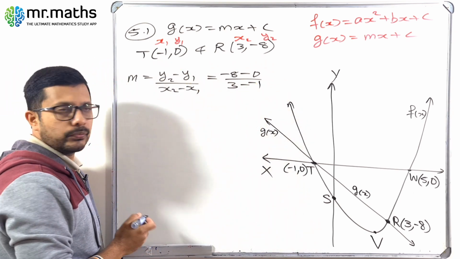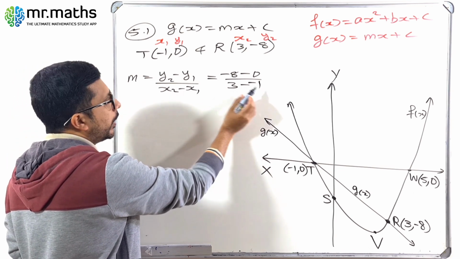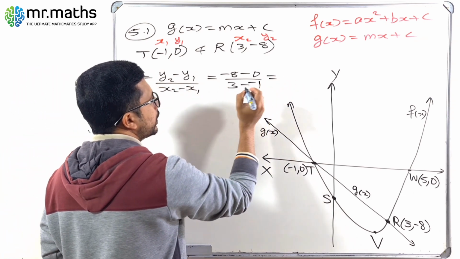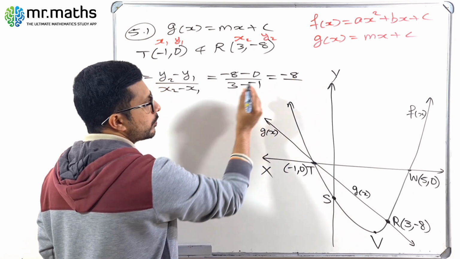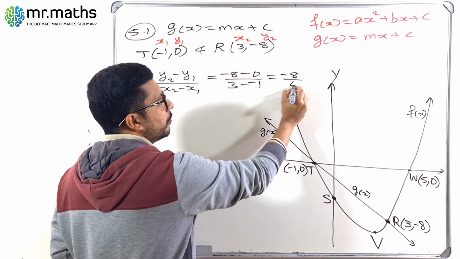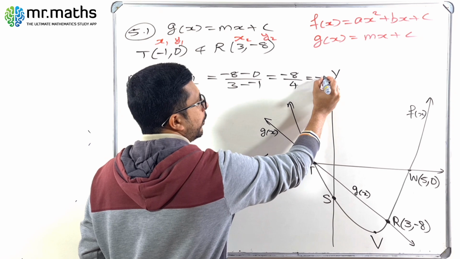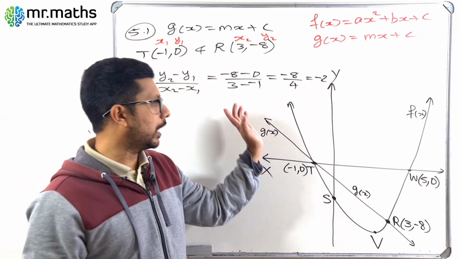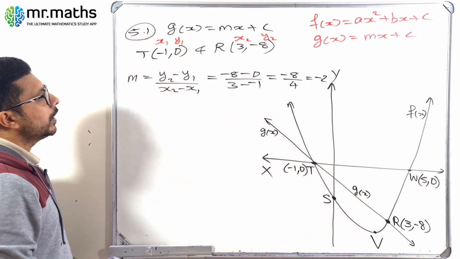So there you must be careful. Okay, x2 is 3 minus, then again minus 1. What is that one? x1 is minus 1. So here what is the answer? Minus 8 minus 0 is minus 8 divided by 3 minus minus 1. What is minus times minus? Plus. So 3 plus 1 is 4. So what is the answer, guys? Minus 8 divided by 4 is minus 2. So it means that the gradient of that straight line g of x is minus 2. Okay. So just now let's write the formula.